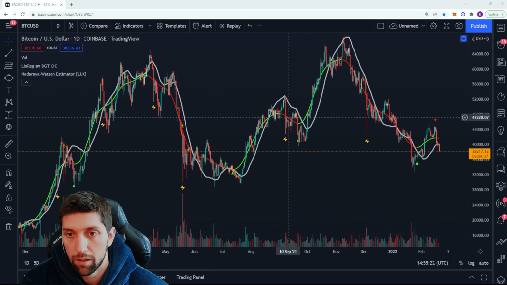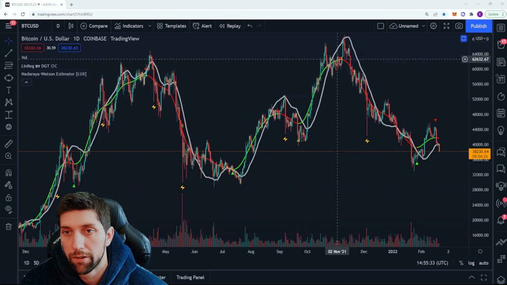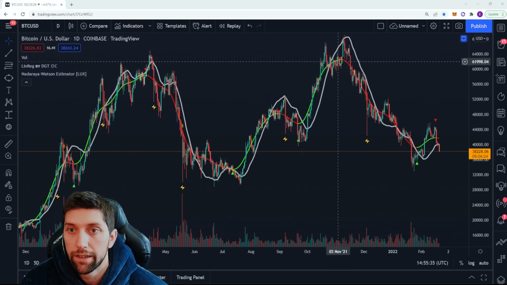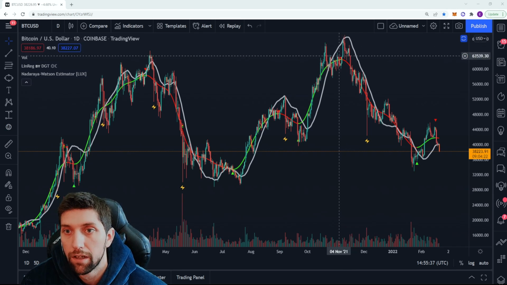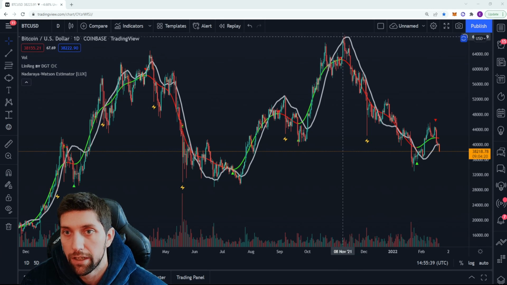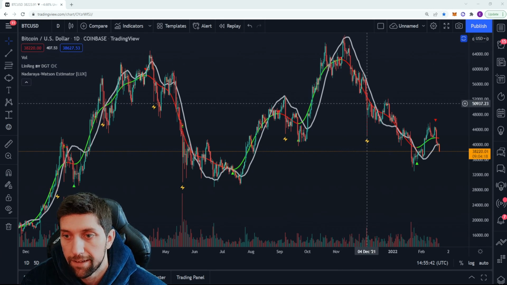You see it down here as well where the Nadaraya is starting to turn green. You see it up here as well where the Nadaraya starts to turn red and it looks like price is going to take off. But as you can see, the Nadaraya is bearish and we hold this resistance and it comes back down.